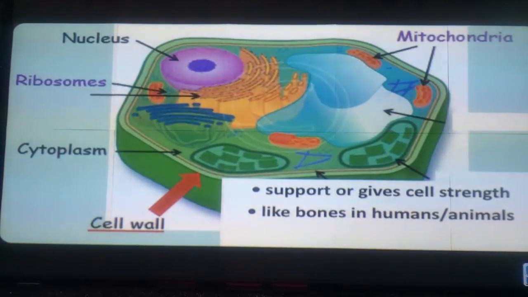Like I said, it's very similar to the bones in humans and animals. It gives the plant strength. And the reason is that it's very, very strong, it's rigid, it's firm, to give the strength to that plant.